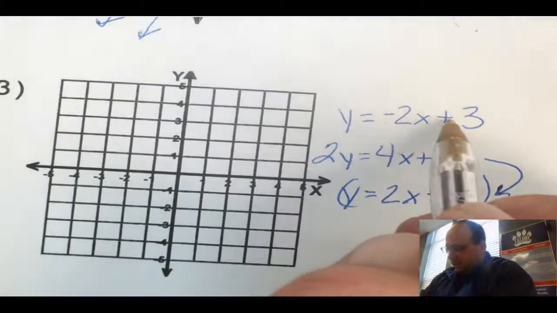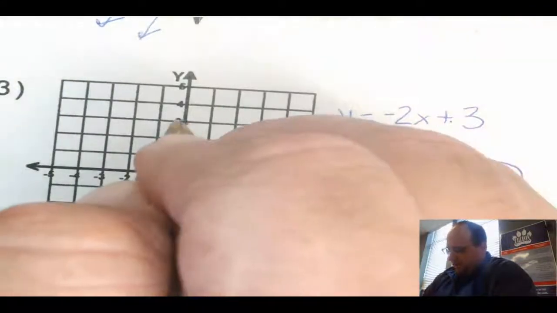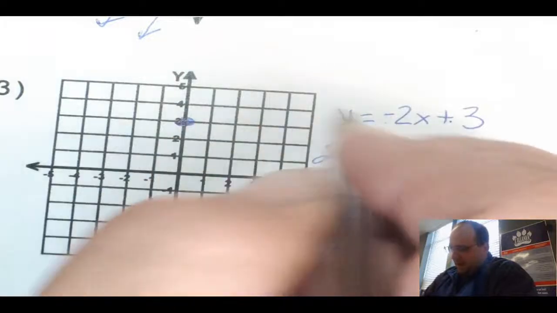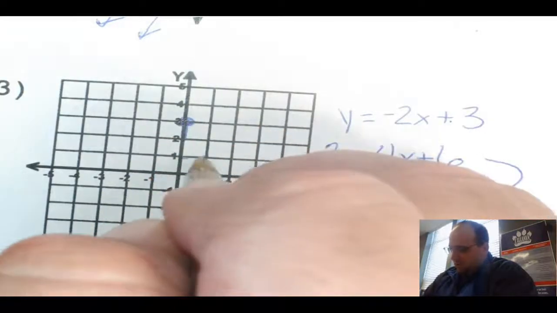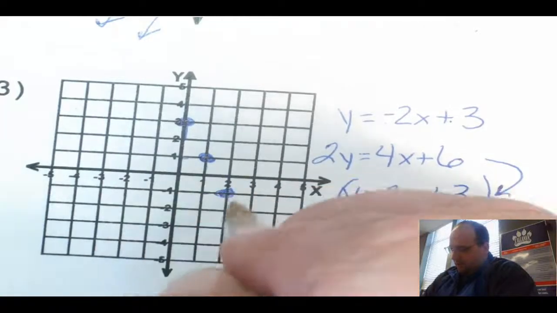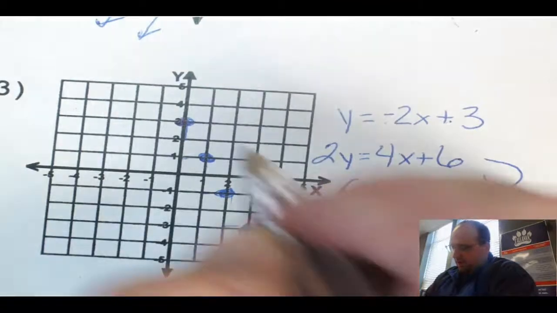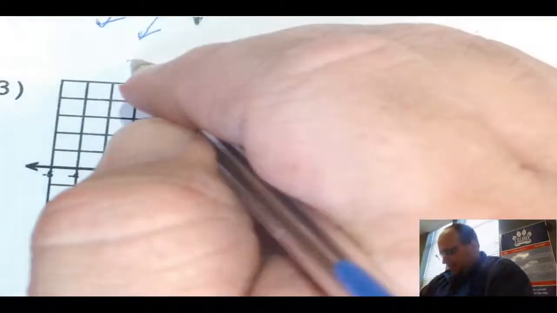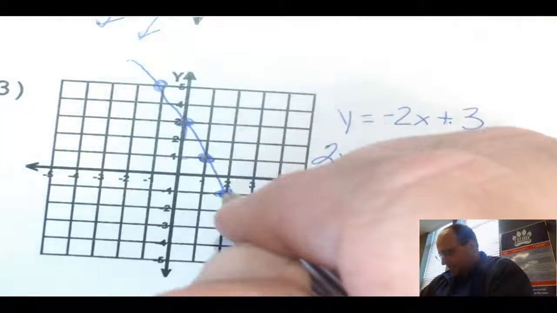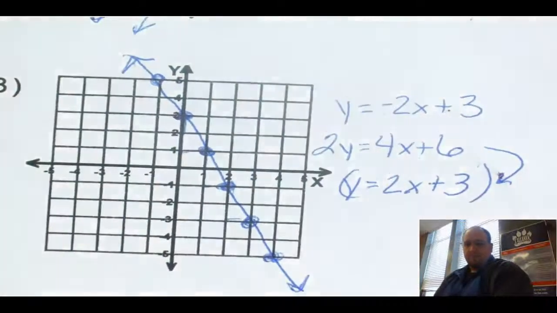So I'm going to start with this first one. I'm going to graph negative 2x plus 3. So I start at positive 3. The slope is a negative 2x. So that means I'm going to go down 2 and right 1. Down 2 and right 1. Down 2 and right 1. If I go the opposite way, that's up 2 and left 1. There's my line graphed. Okay.